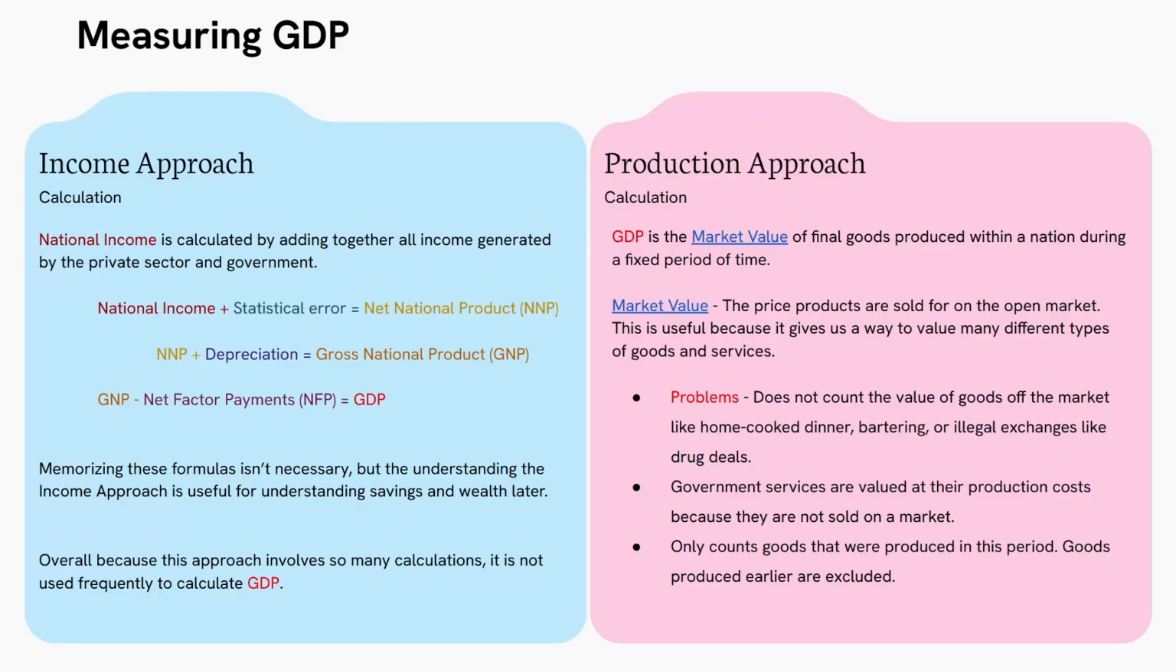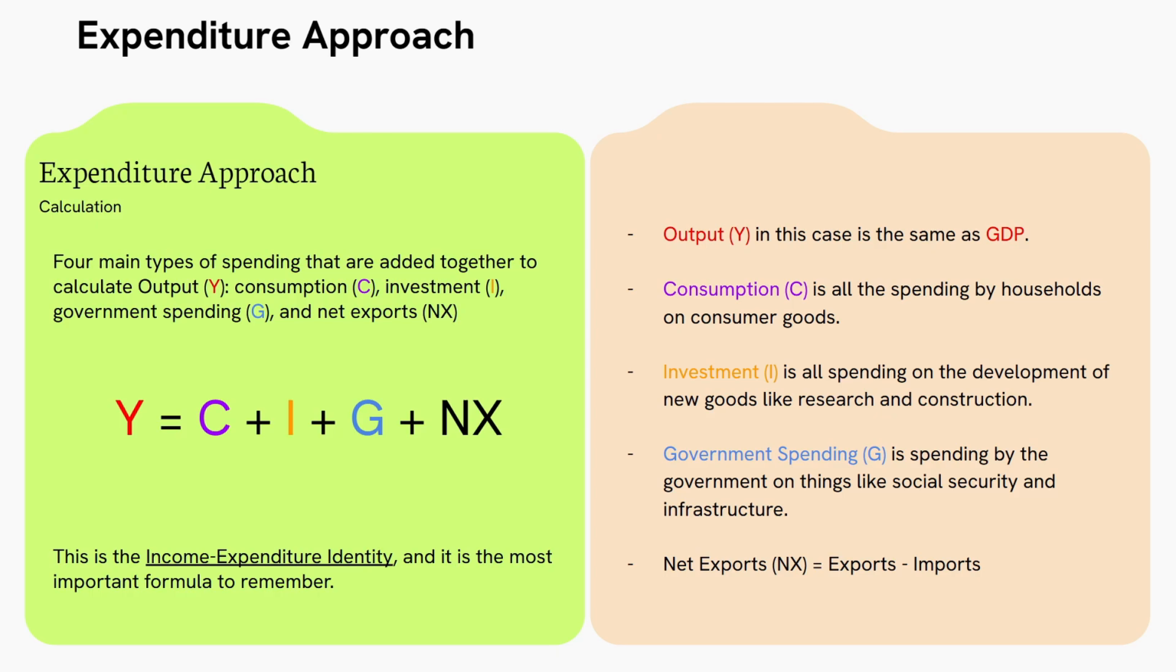And so like we said earlier, the income and production approach are difficult to use, so we're not going to actually go into much detail about how they are used to calculate GDP. If you want to learn more about these, I will have these slides up for you to download, or you can pause the video right now and read through all of this. But basically, you just need to know what we talked about earlier, that the income approach is all of the incomes generated in the economy by the private sector and by the government, and that the production approach is the market value of all final goods produced within a country. And so now we're going to talk about the actually useful approach.